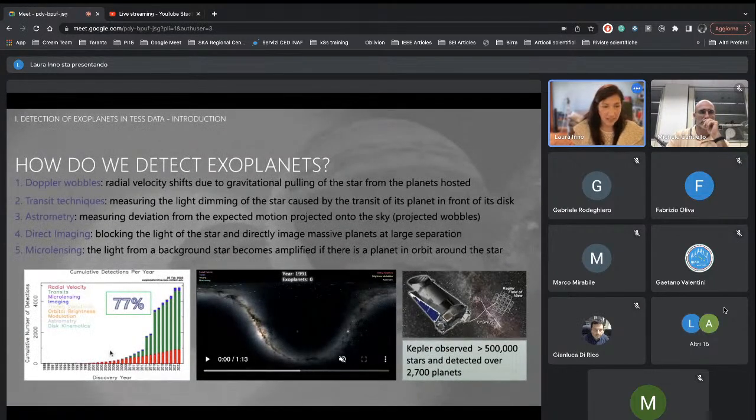And that's particularly true if we look at this plot, in which you can see the discoveries for each methodology for a given year. This is specifically true starting from 2010 here, and that's because Kepler was launched and started to operate. So Kepler is a spaceborne NASA mission that was looking at over 500,000 stars.